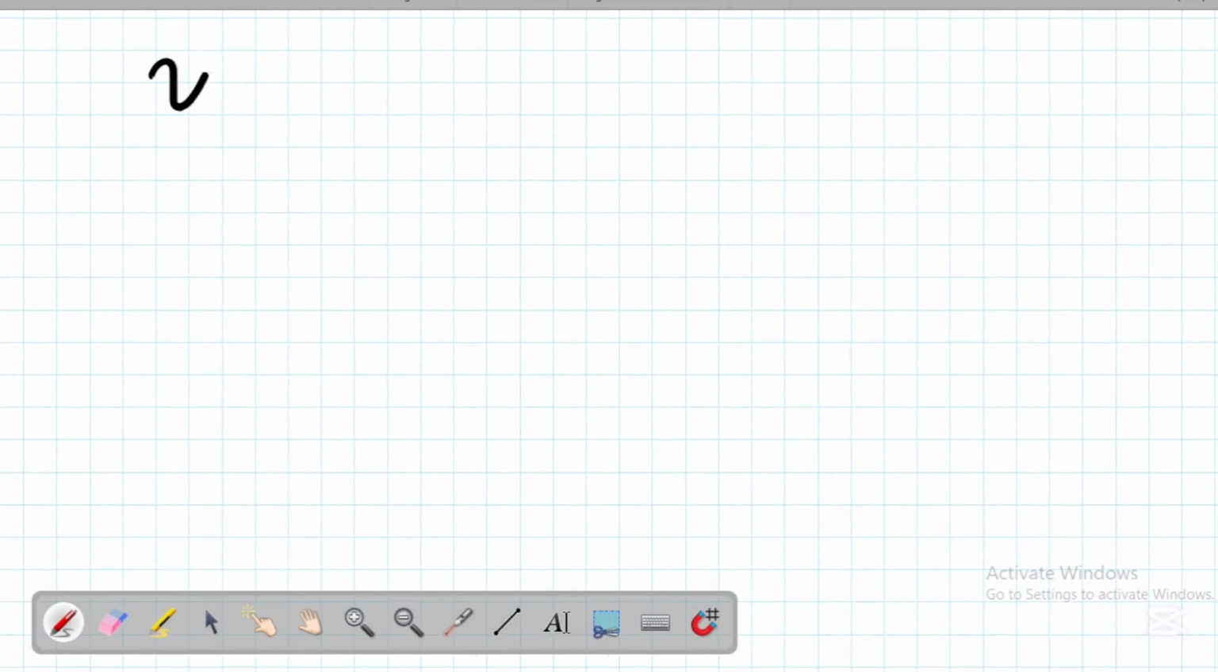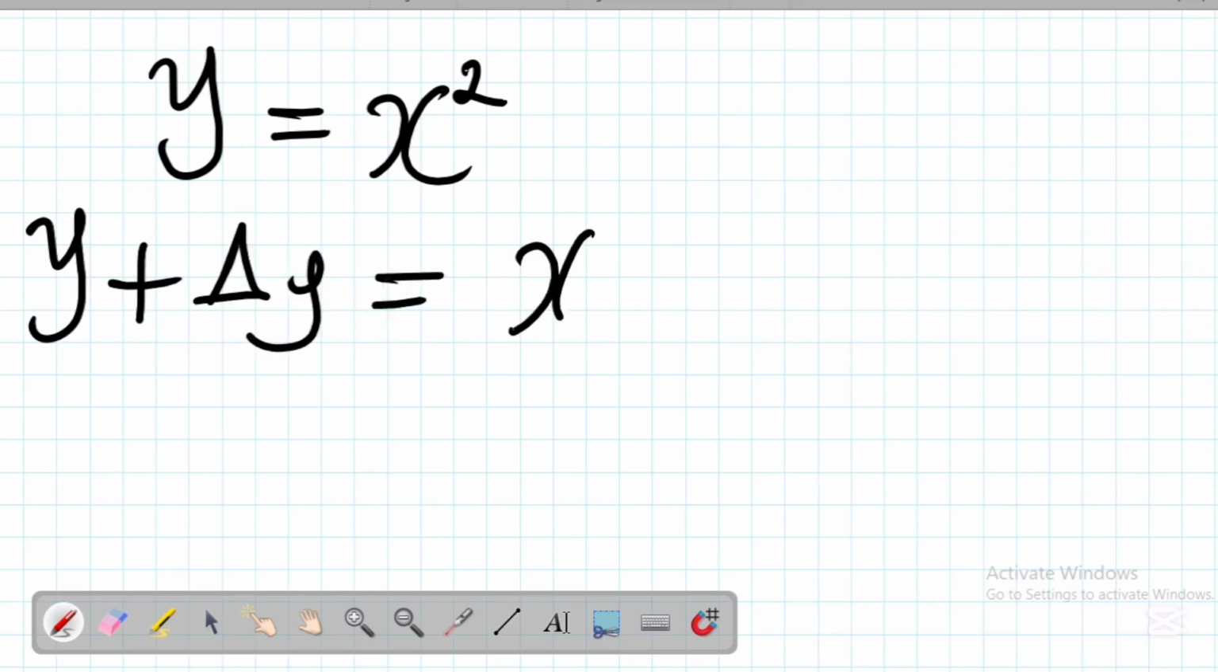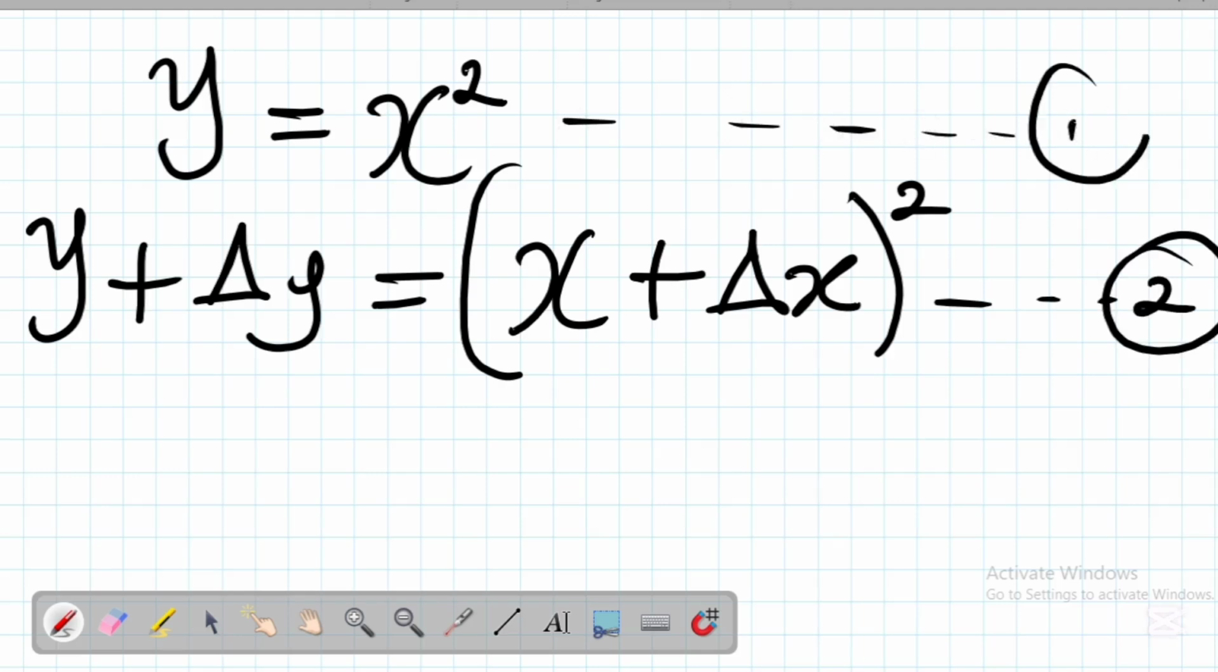So we are given that y is equal to x raised to power 2 and we are asked to differentiate y. Our first task here is to add change in y to y and then add change in x to x. So we have y plus change in y equals (x plus change in x) all squared. Let's call this equation 2 and we'll call this equation 1.